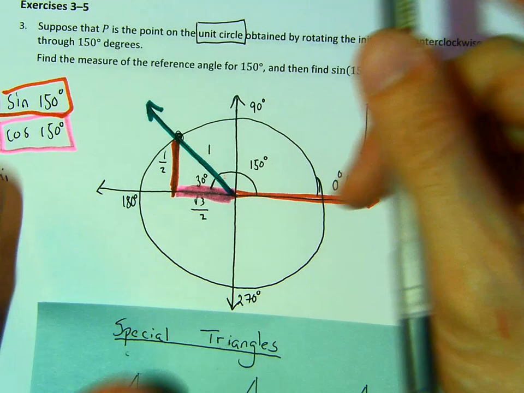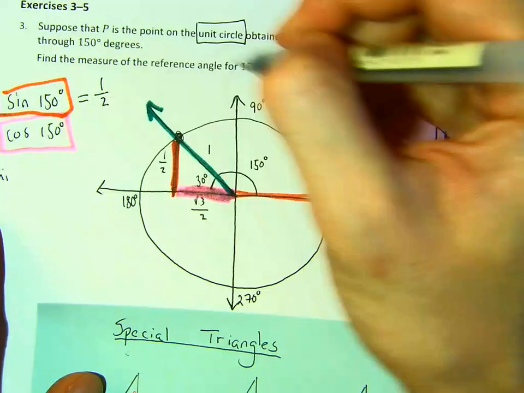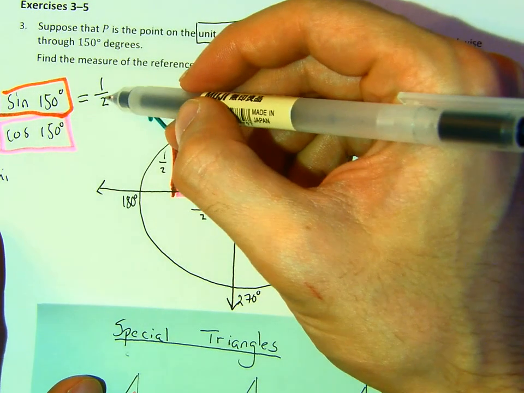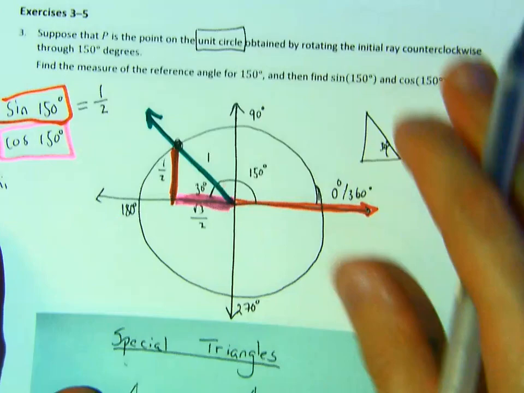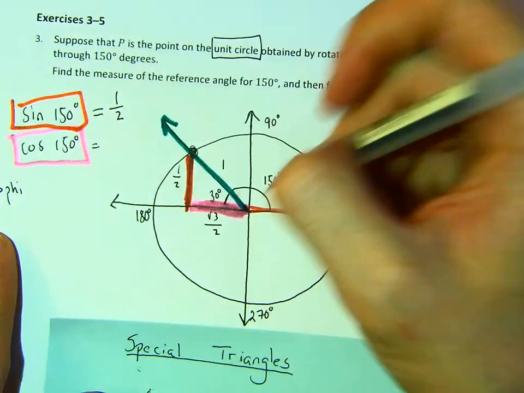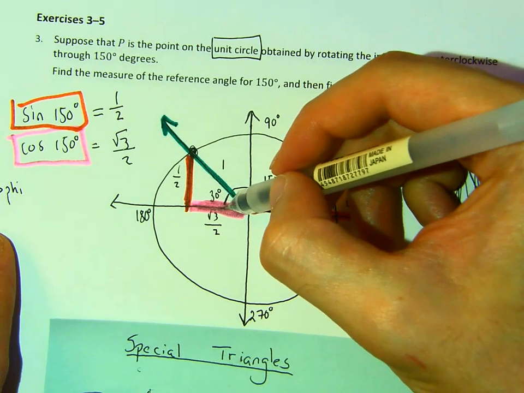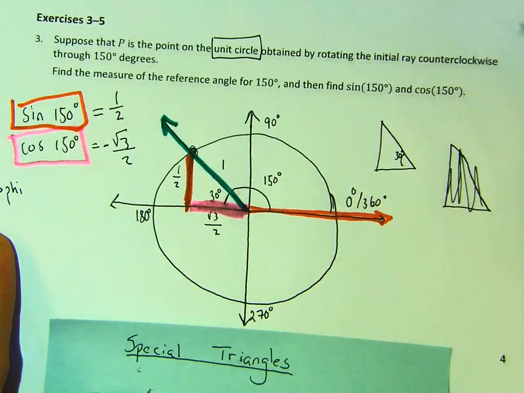cosine. So notice what's sine of 150? It's a half. Now ask yourself, positive or negative? It has to be positive. Sine is positive in quadrant 2. This cosine, what is it? It's square root of 3 over 2. Positive or negative, it has to be negative.